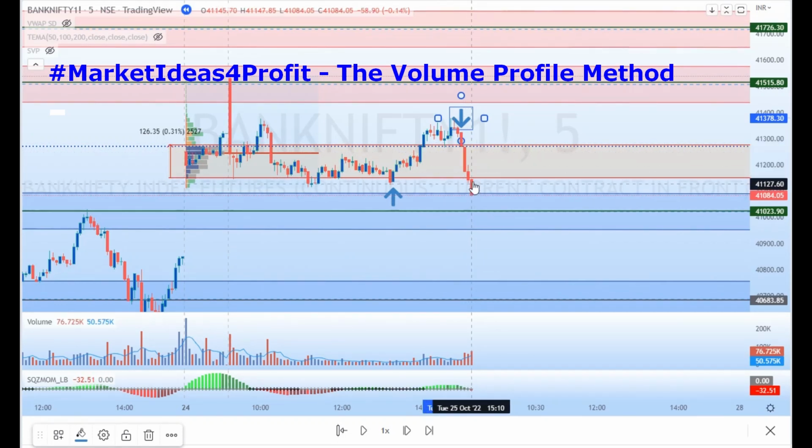So that was a cumulative of 200 points in the Bank Nifty, a beautiful setup we got intraday on the 5-minute chart, and we could collect more than 240 points in the day on the Bank Nifty using the volume profile method.